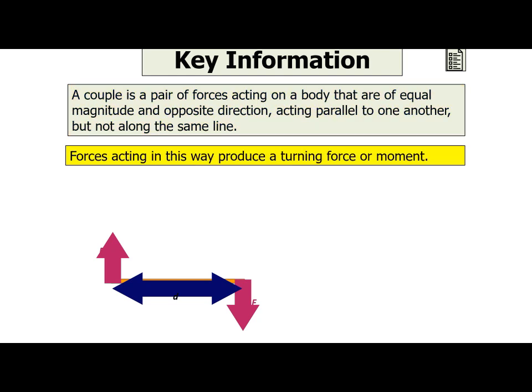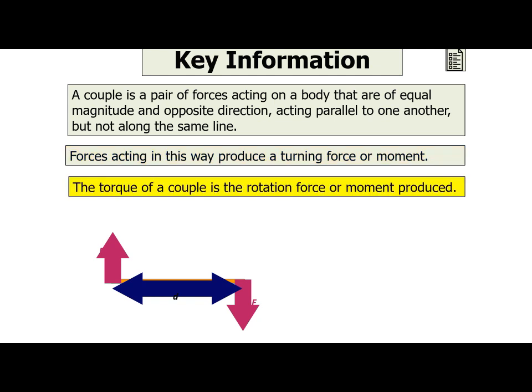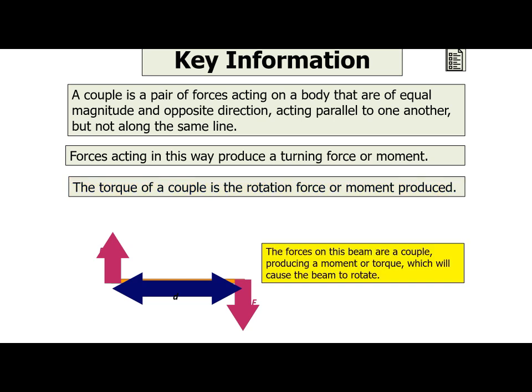So forces acting in this way produce a turning force or moment, and the torque of a couple is the rotation force or the moment produced. Now it's important to note that the forces on this beam are a couple producing a moment or torque which will cause the beam to rotate. So examples of couples in the real world would include turning a steering wheel, twisting a bottle cap, or turning a spanner around a bolt.